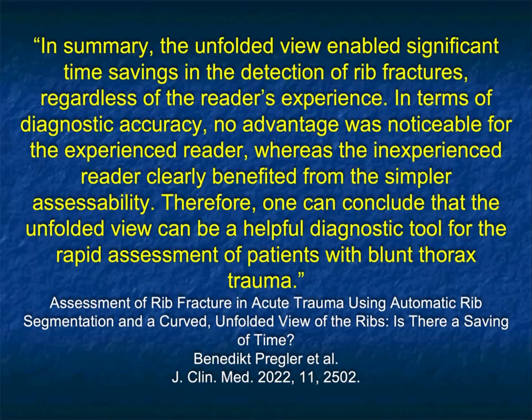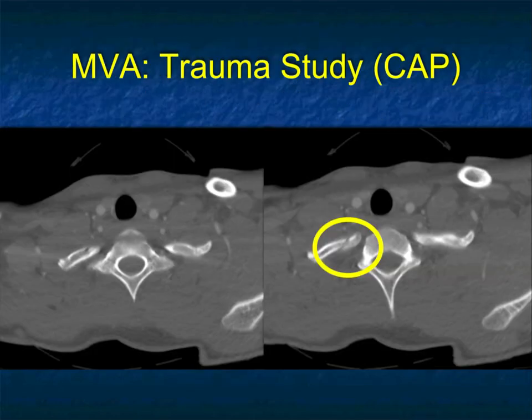In this other article by Pregler very recently, the unfolded view enables significant time savings in the detection of rib fractures, regardless of the reader's experience. In terms of accuracy, no advantage was noticeable for the experienced reader, but for the inexperienced reader, they clearly benefit. Therefore, one can conclude that the unfolded view can be a helpful diagnostic tool for the rapid assessment of patients with blunt thorax trauma. And we routinely do this in every case.